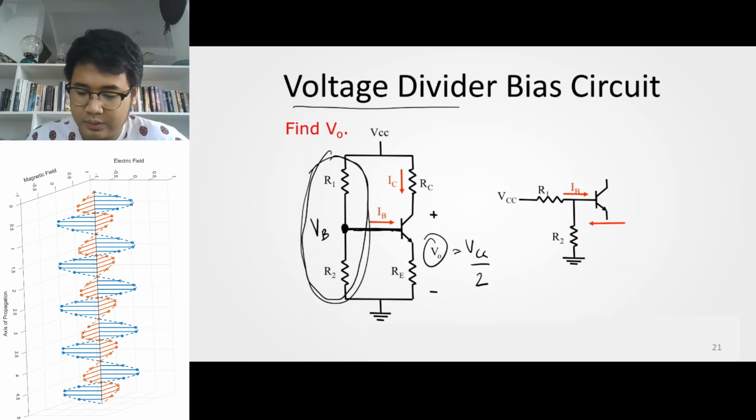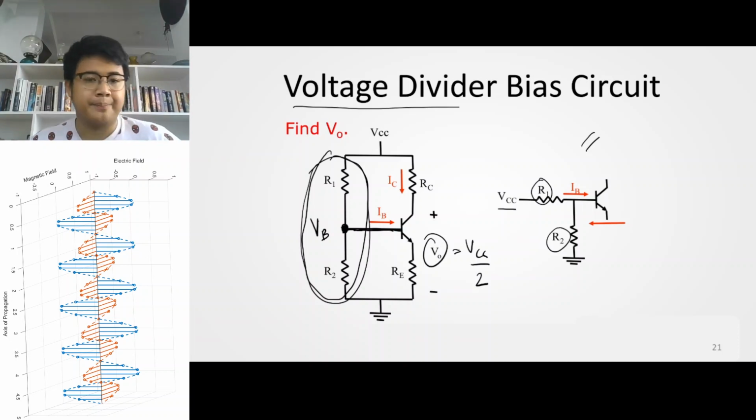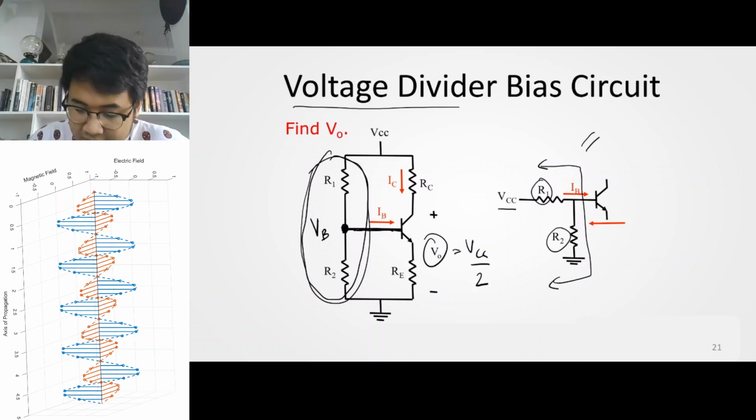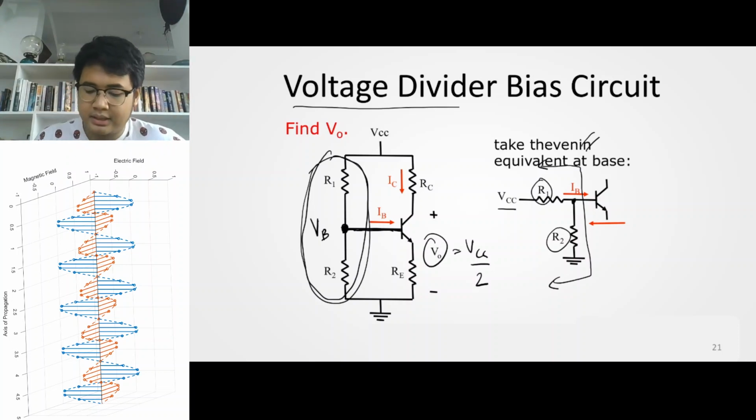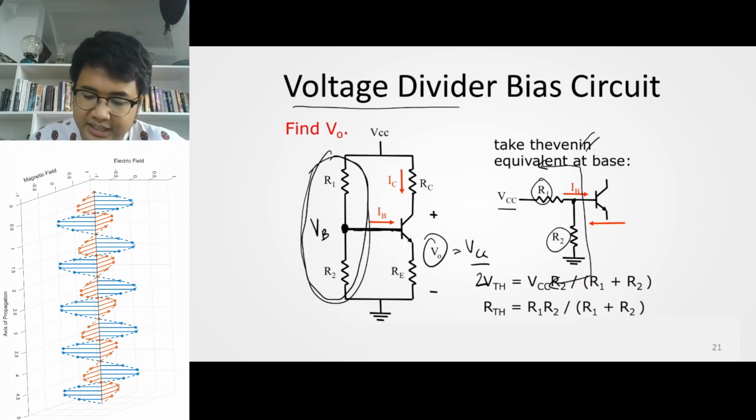Right? So let's look at how we can analyze this circuit using a voltage divider. Consider first this connection here on the right side of your screen, where we have a voltage divider connected to VCC. We can split this circuit. Let's remove the transistor first, and then look at the Thevenin equivalent seen at the base.